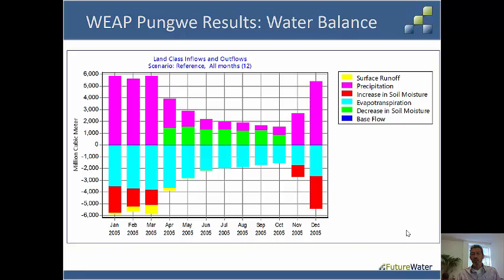It's also very important, of course, to understand all the processes. So you see here a typical example of the water balance for the entire basin. You've got precipitation here in pink, and you've got the changes in soil moisture, some surface runoff, and some base flow. All these components are included in the output of the model, and it really helps you to better understand the system.